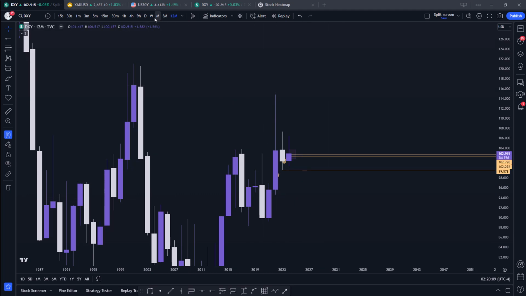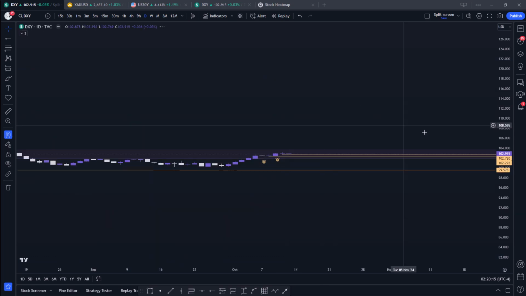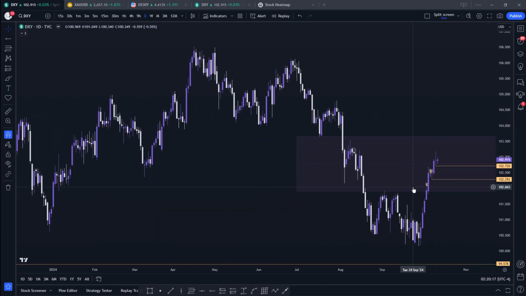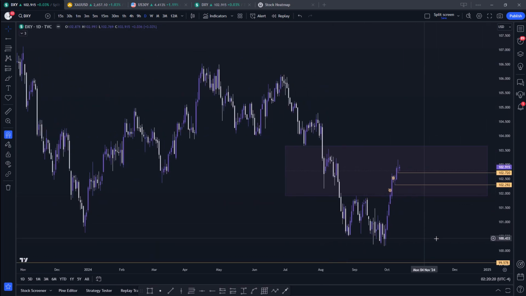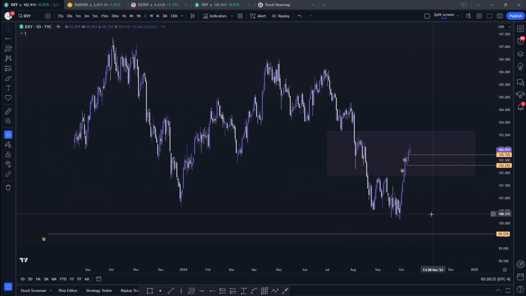So that's why this third week for me is critical on the dollar index. Now let's go back down to the daily time frame. On the daily time frame, I consider liquidity above the 50% to be very critical, very sensitive.